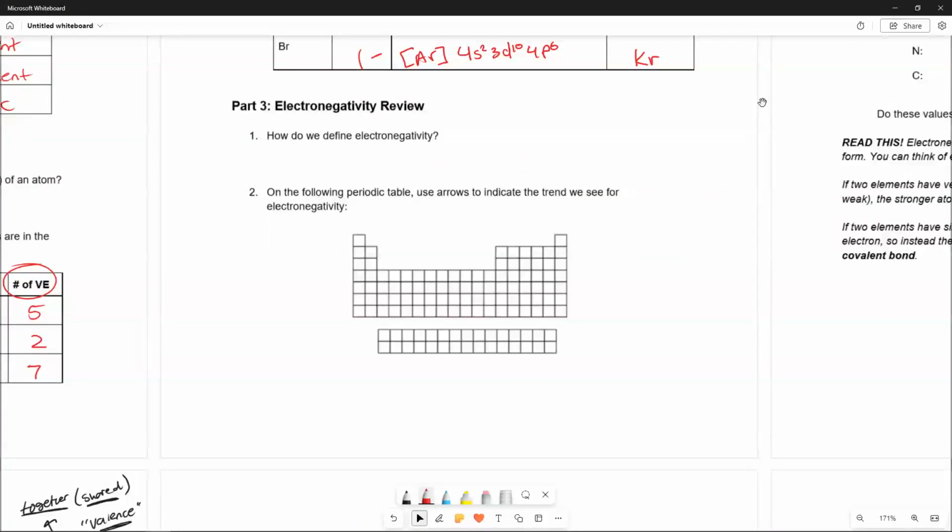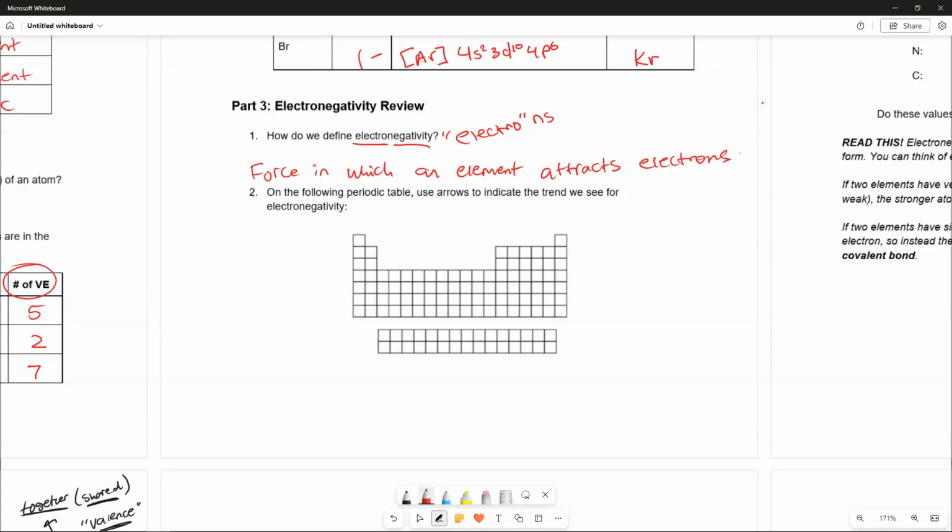Part 3, Electronegativity Review. How do we define electronegativity? Think of this as electronegativity. What's negative? Electrons, right? Electronegativity, electrons. So it's the force with which an element attracts electrons.